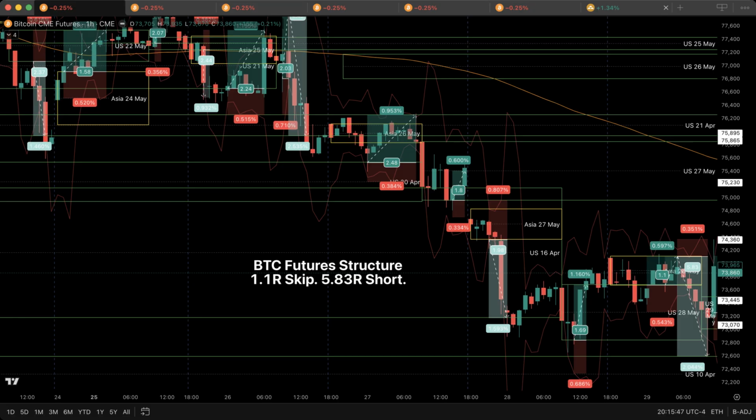A long idea appears. Long entry line: May 28th Asia session lower boundary. Stop loss line: May 28th US session midpoint. Take profit line: May 28th Asia session upper boundary. Risk-reward ratio: 1.1. That number matters.